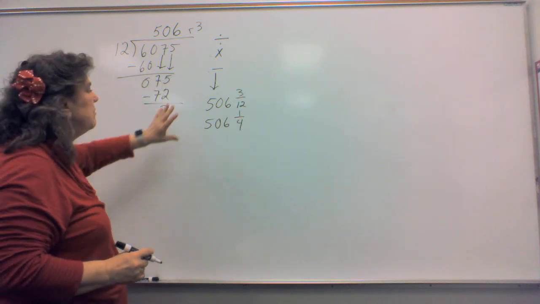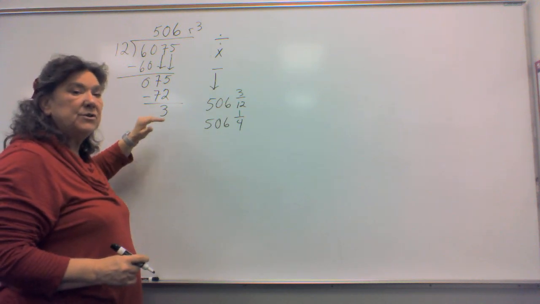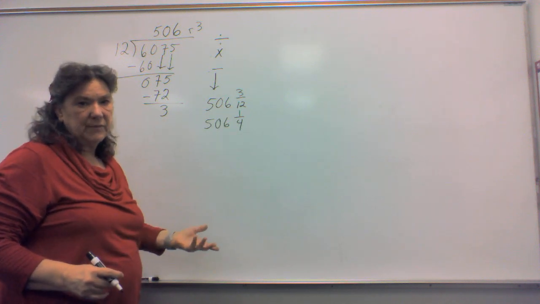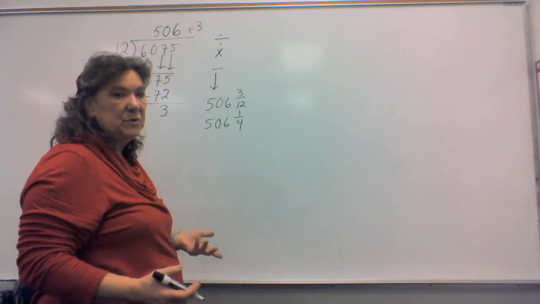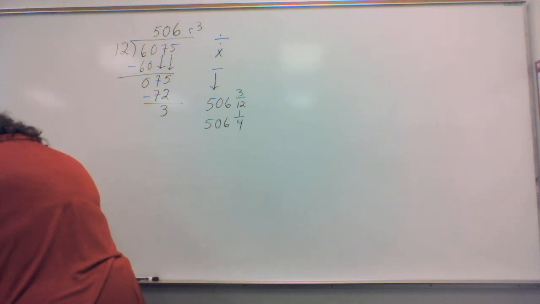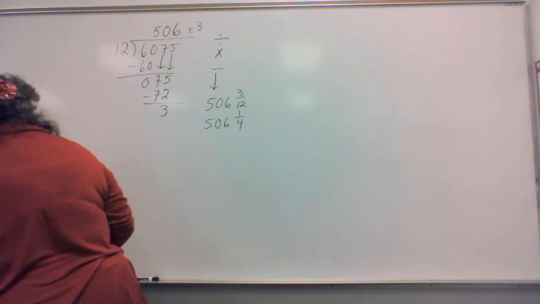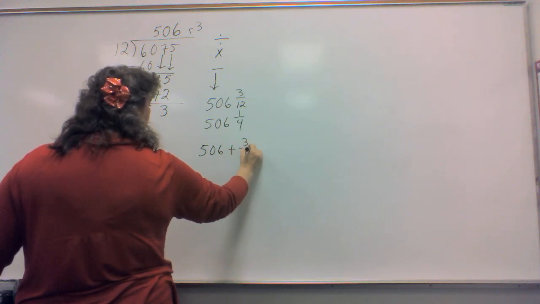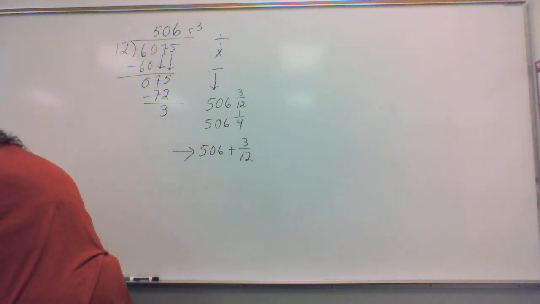So we end up with a whole number and a fractional part when we have a remainder. If we don't have a remainder, then we end up with just a whole number. And that's kind of what we're going to look at. That same process is going to be used when we do polynomial division. We could also write this as 506 plus 3/12. And this is the form we're going to use for polynomial division.